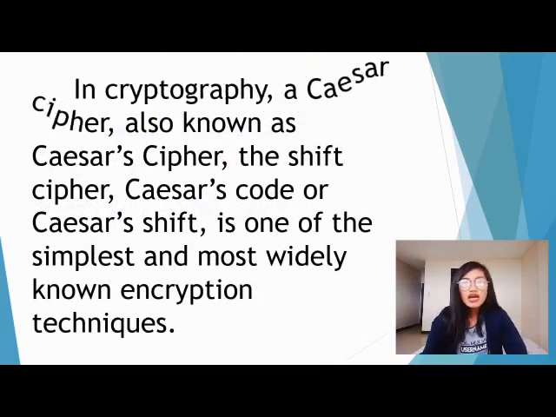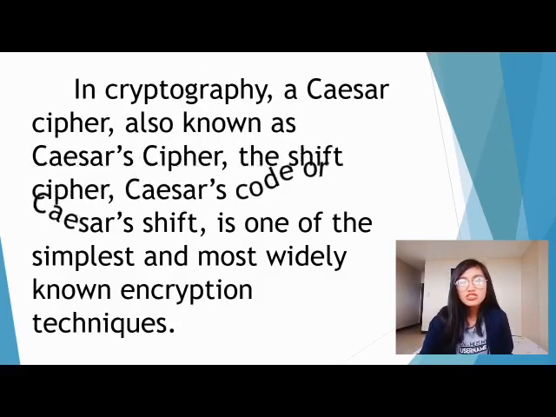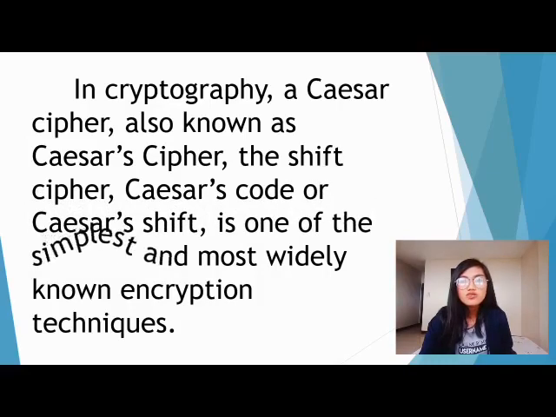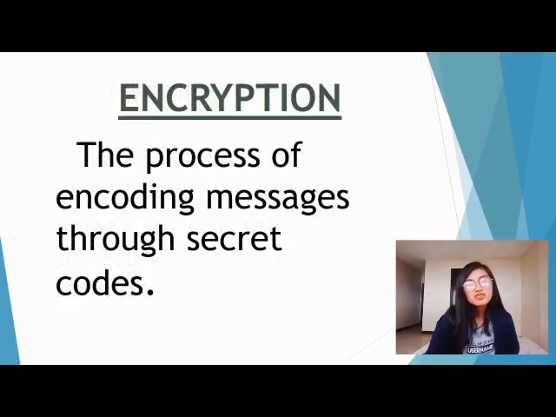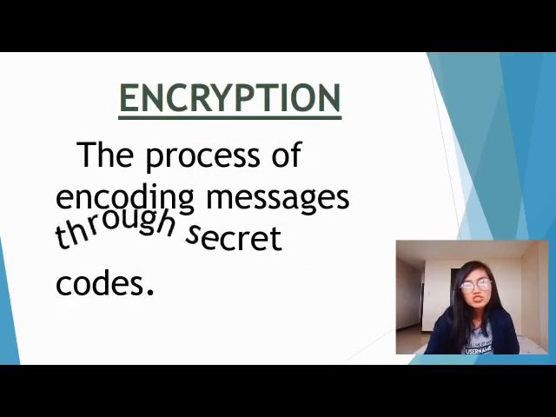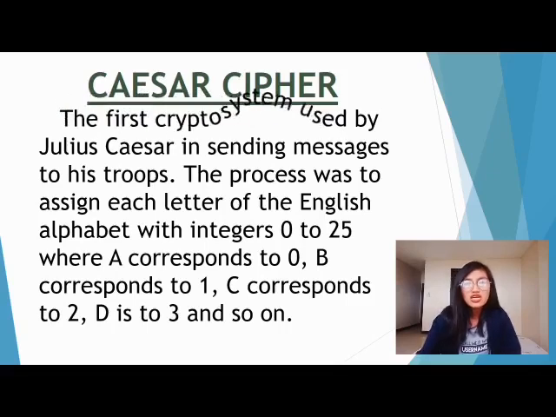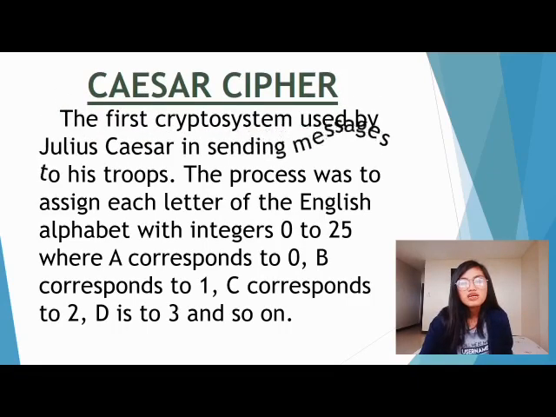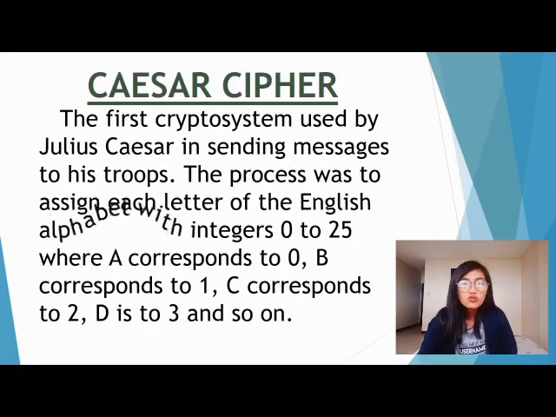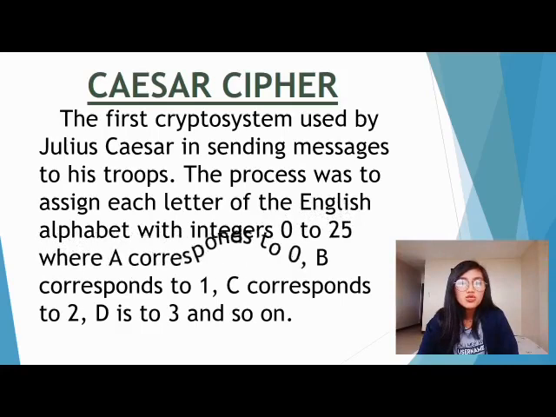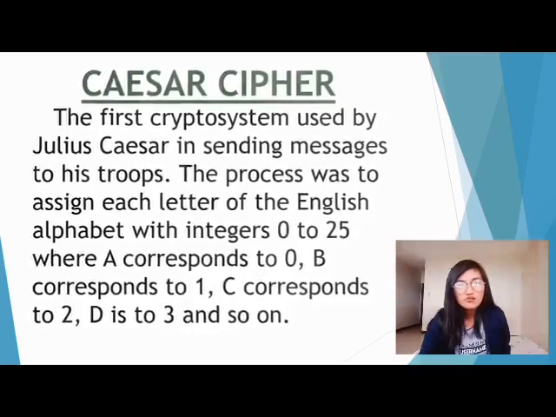In cryptography, a Caesar cipher, also known as Caesar's cipher, the shift cipher, Caesar's code or Caesar shift, is one of the simplest and most widely known encryption techniques. Encryption is the process of encoding messages through secret codes. Caesar cipher is the first crypto system used by Julius Caesar in sending messages to his troops. The process was to assign each letter of the English alphabet with integers 0 to 25, where A corresponds to 0, B corresponds to 1, C corresponds to 2, D is to 3, and so on.